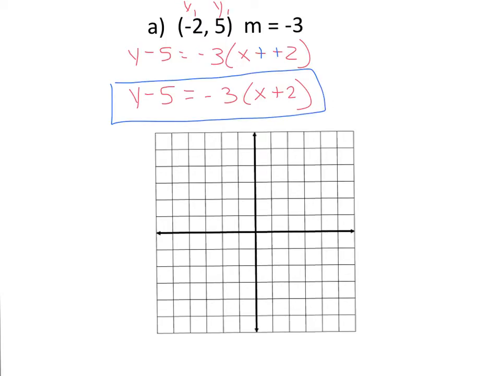Okay, so now it asks us to graph. What I'm going to do is the easiest thing, and I'm going to graph this point, and then I'm going to push the slope off of that point. So I'm going to find negative 2, 5. So negative 2, 1, 2, 3, 4, 5. Okay, so there's my starting point.